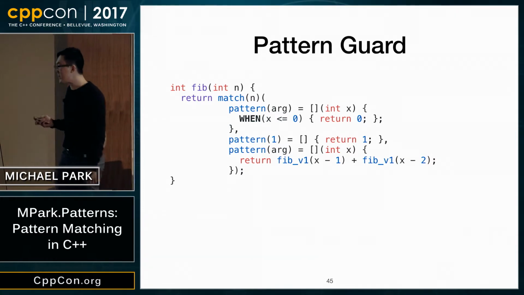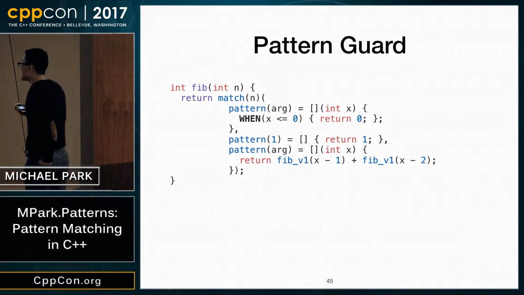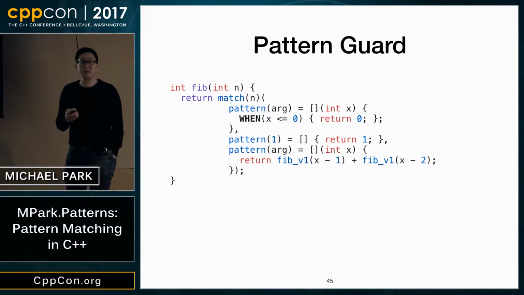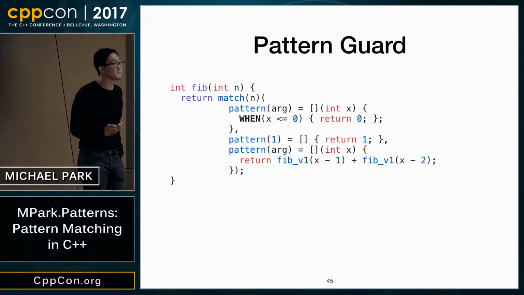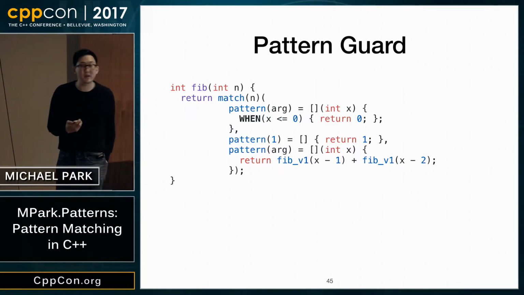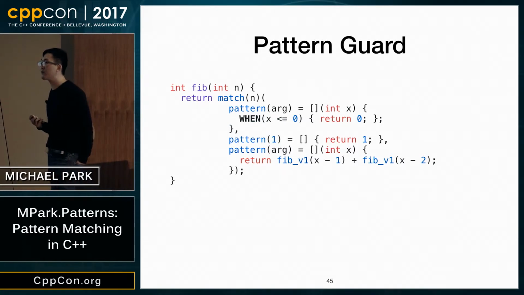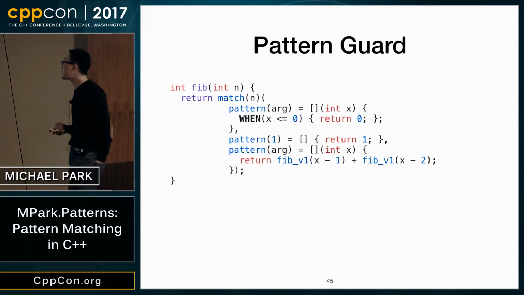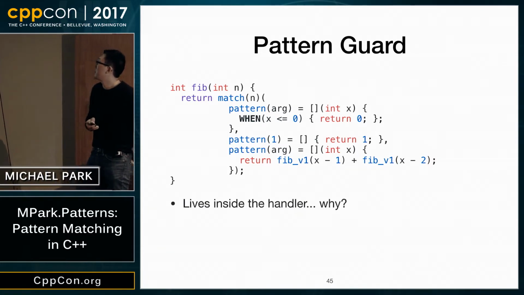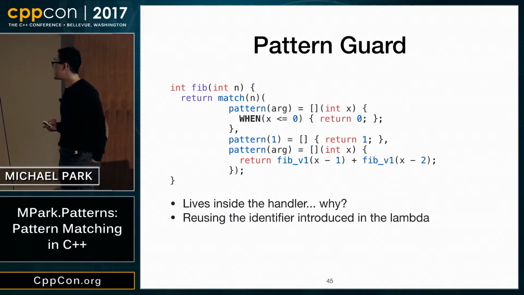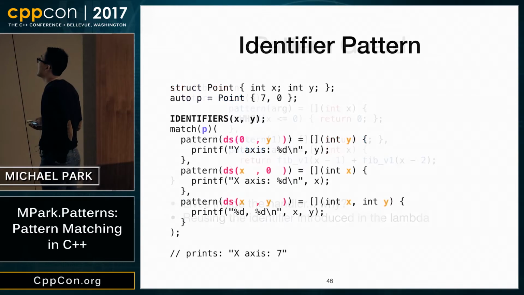But this when is inside the lambda because if I were to pull the when out and put it beside the pattern, then I need another way to introduce identifiers. And this way, I'm leveraging the fact that I already introduced an identifier with the lambda, and I want to just be able to refer to that and use it immediately. It's inside because we want to reuse the identifier.